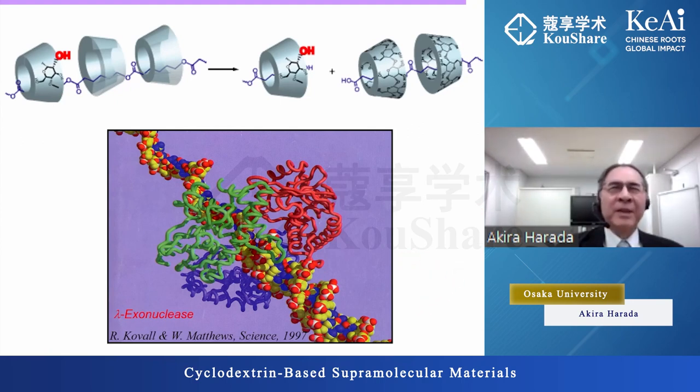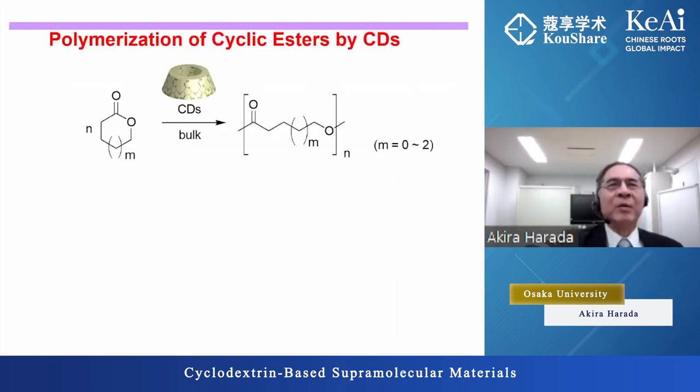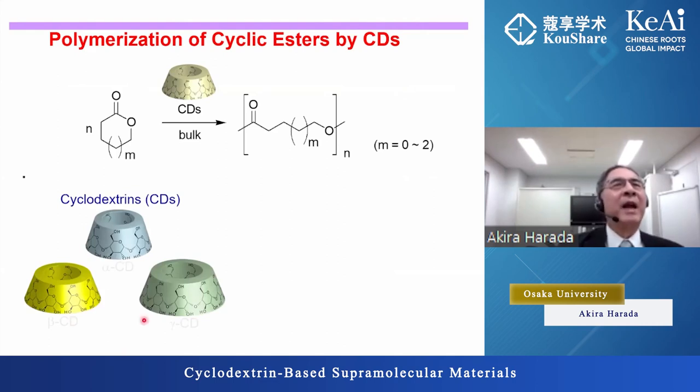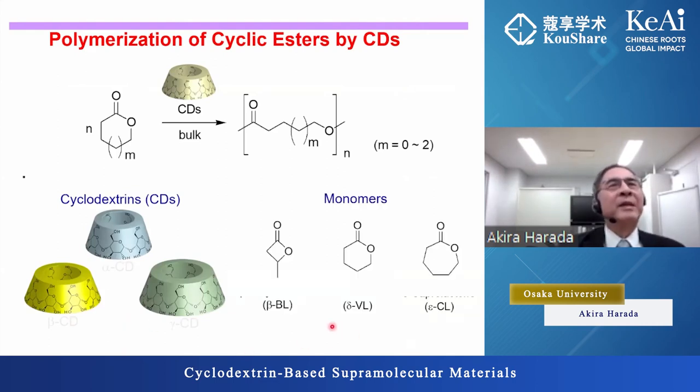I thought that if cyclodextrin and lactone cyclic acid starting monomers are mixed without water, they might form polyesters because hydrolysis does not take place in the absence of water. So we mix the cyclodextrin and lactone cyclic acid without water and heat it. We use the alpha, beta, and gamma cyclodextrin and a four-member ring, a six-member lactone, and this is a larger lactone. And these cyclodextrins form complexes with these cyclic acids selectively. And the polyesters are formed by the polymerization of lactones selectively.